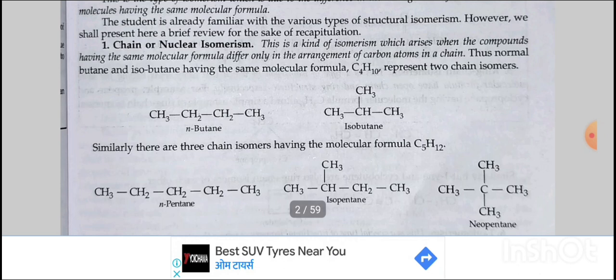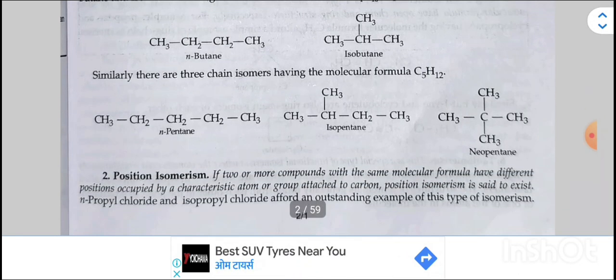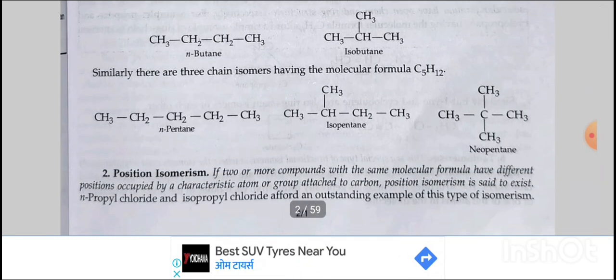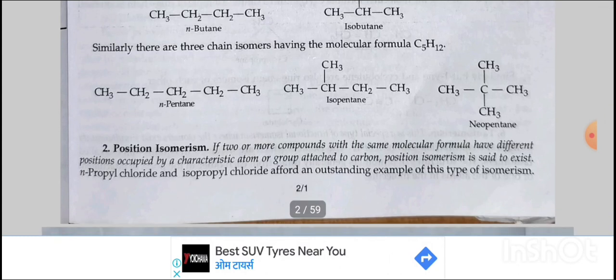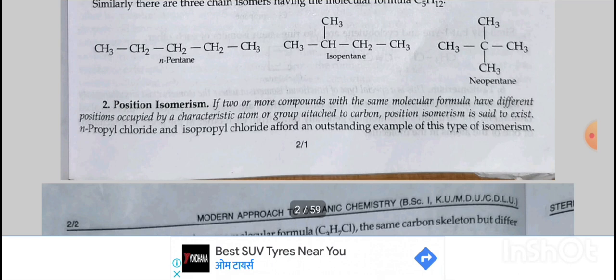Thus, normal butane and isobutane, having the same molecular formula C4H10, represent two chain isomers. N-butane, isobutane. Similarly, there are three chain isomers having the molecular formula C5H12: n-pentane, isopentane, neopentane. Position isomerism.